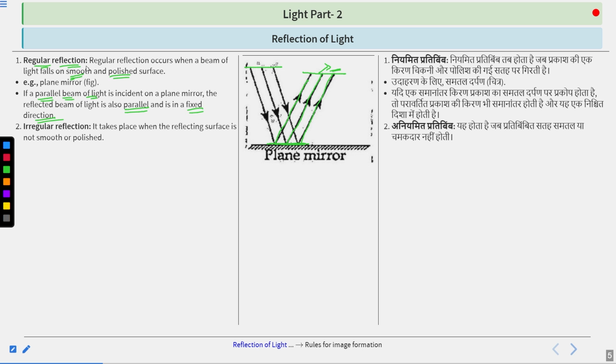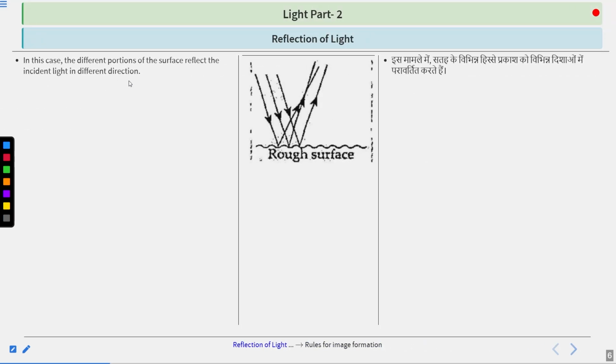Irregular reflection takes place when the reflecting surface is not smooth or polished. Example: wood, wall, paper, etc. These are surfaces which are not smooth and not polished. Okay. In this case, different portions of the surface reflect the incident light in different directions. For example, here these are the light beams coming, and here you can see the surface is not even, not smooth and not polished. It is a zigzag or rough surface.